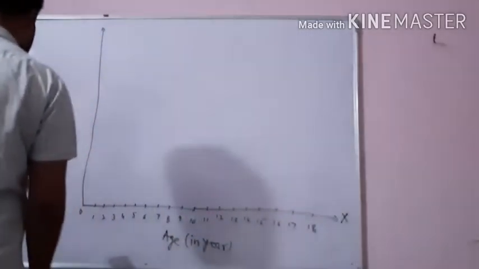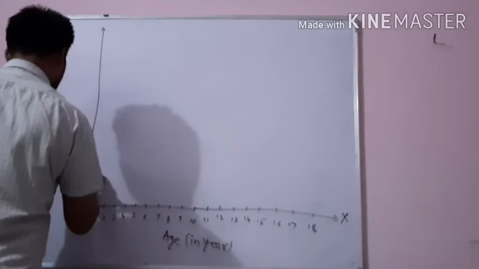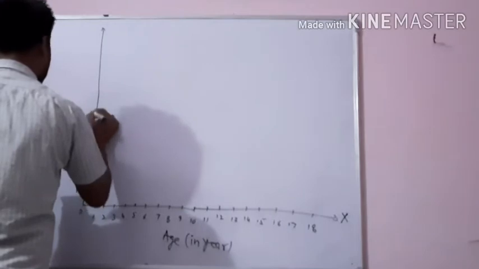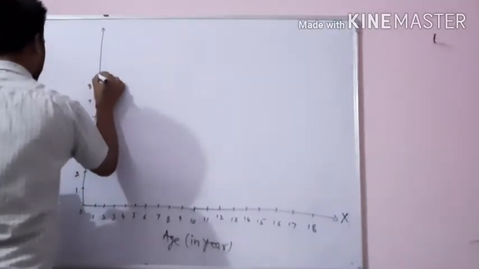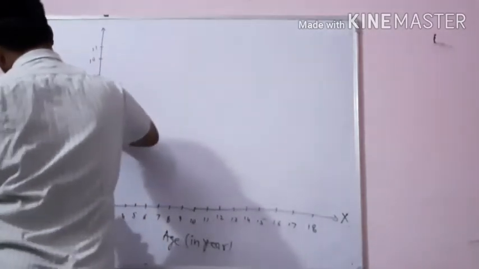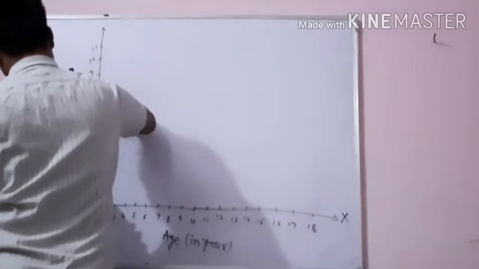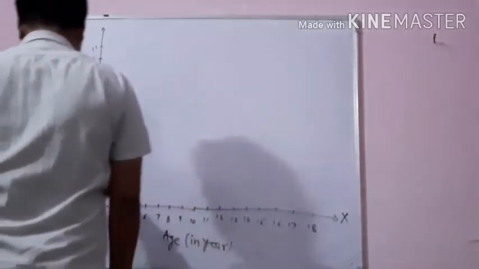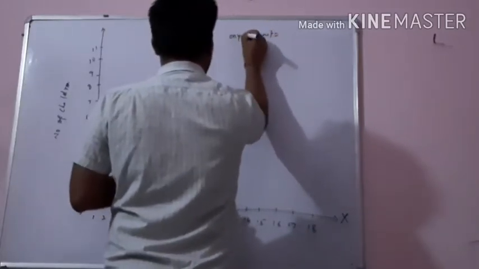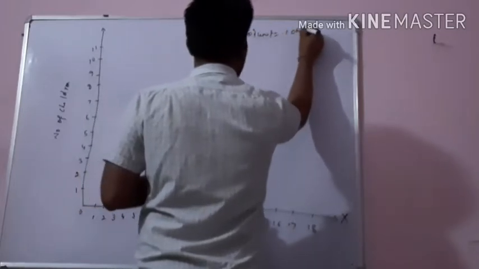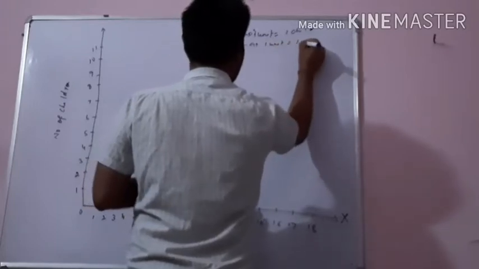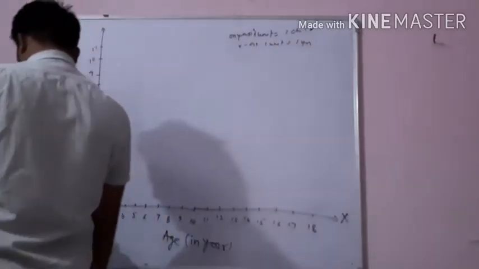Now the number of children: 0, 1, 2, 3, up to 11. Number of children. And what is our scale? On the y-axis, 1 unit equals 1 child. On the x-axis, 1 unit equals 1 year. Like this.